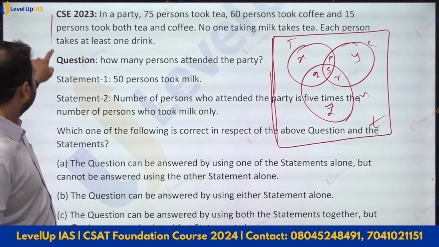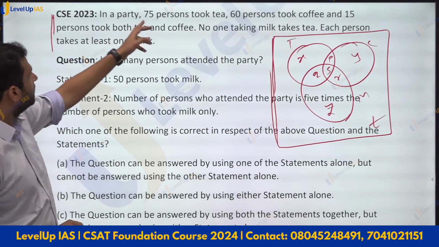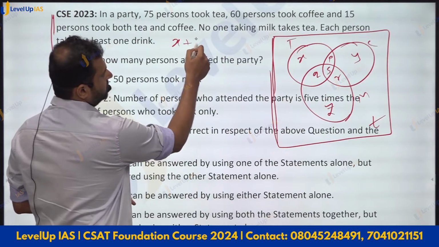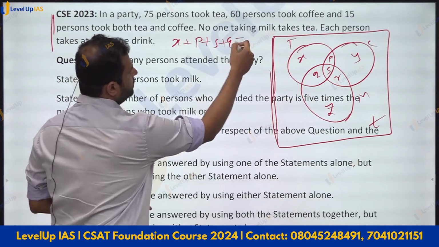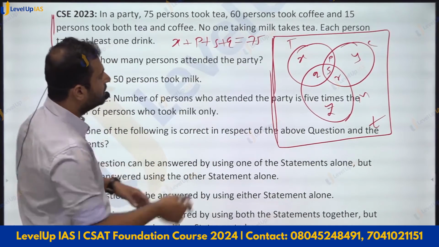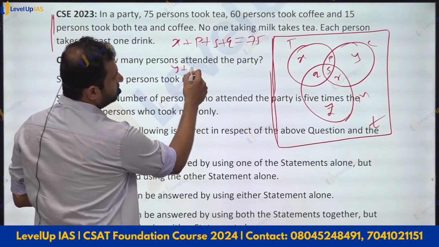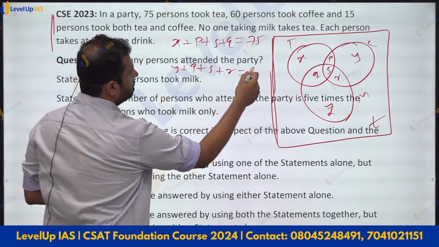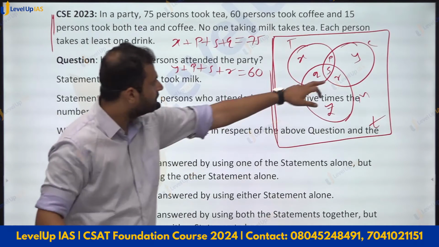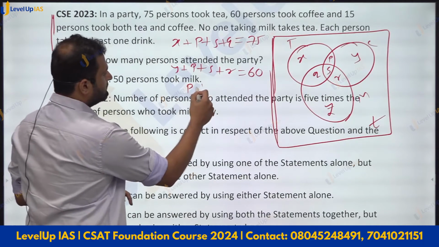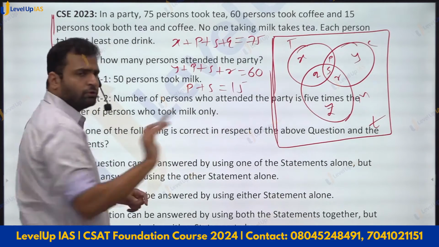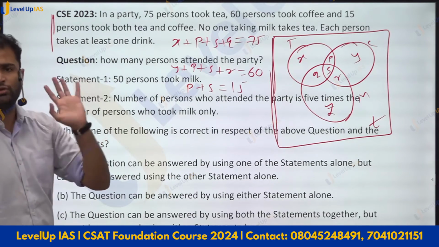Firstly, in the information, how many equations are there? Let us find out. There are 75 people who took tea. So what do we have? One equation, X plus P plus S plus Q is equal to 75, right? Okay. 60 who took coffee. So what do we have? Y plus P plus S plus R is equal to 60, equation number 2. And 15 people who took both tea and coffee. So P plus S is equal to 15.